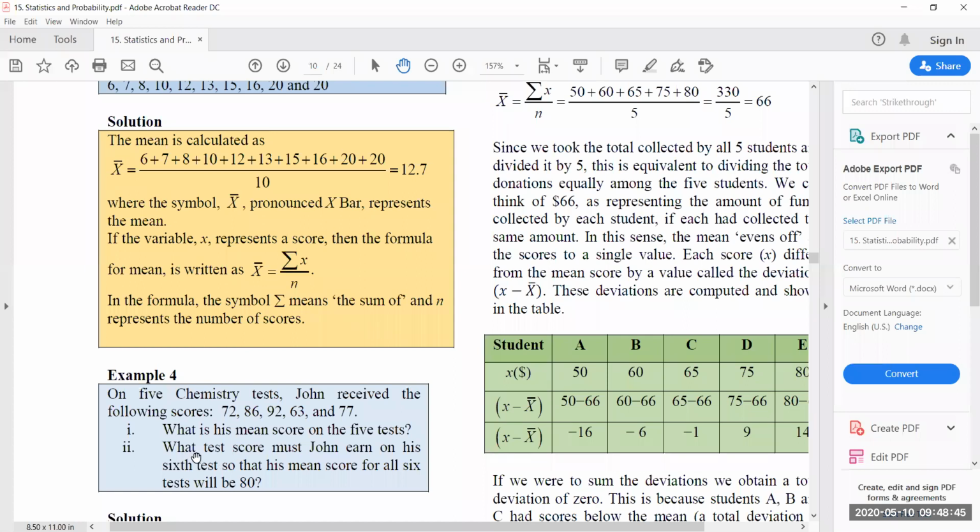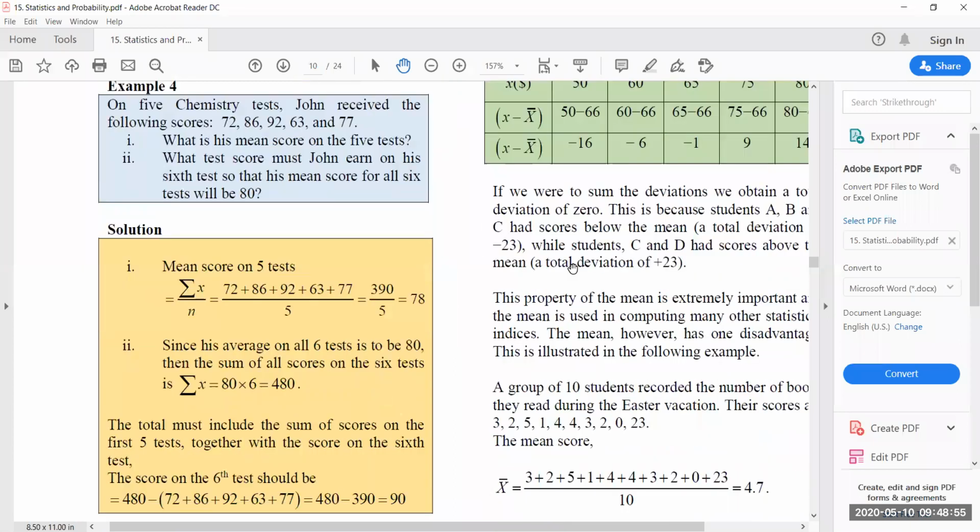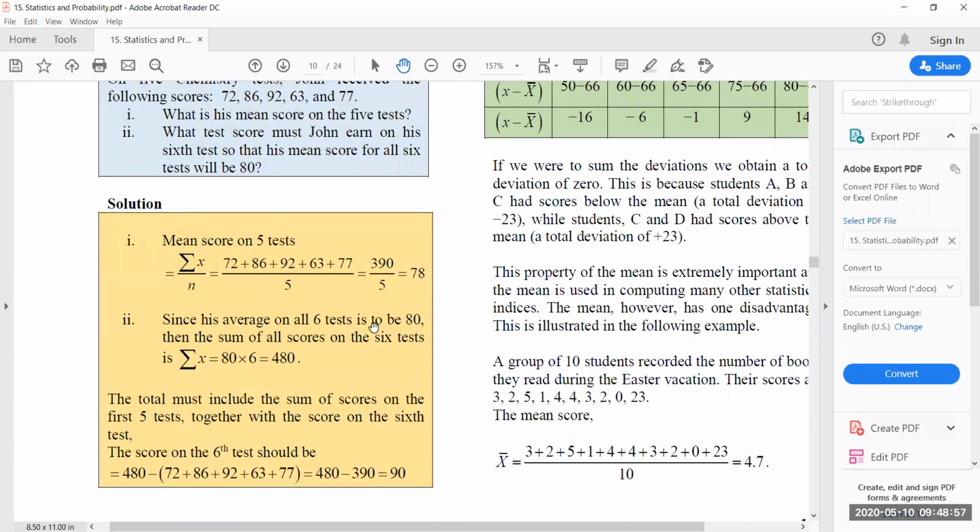Now, part 2. What test score must John earn on his 6th test so his mean score for all 6 tests will be 80? Let's take a look here now. So remember I told you we got 78, right? So since his average on all 6 test scores is to be 80, then the sum of all the scores on the 6 tests is 80 multiplied by 6, which is 480. Not so?